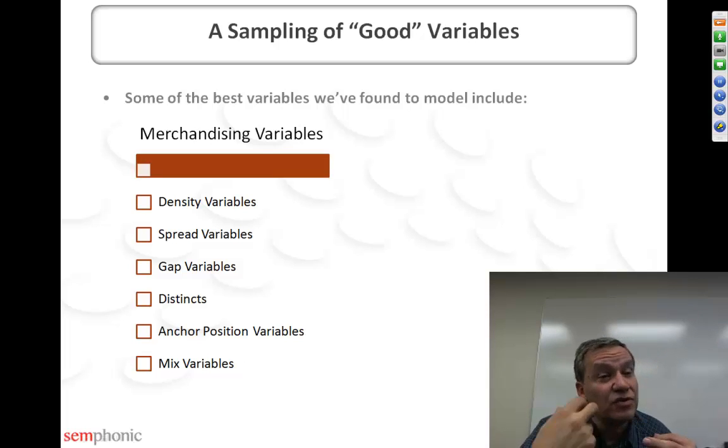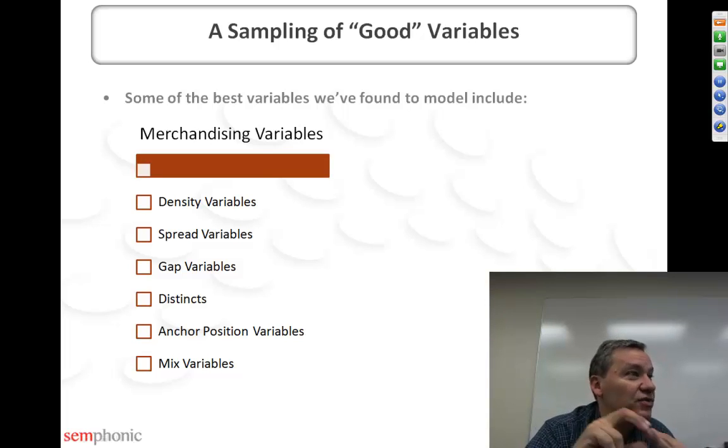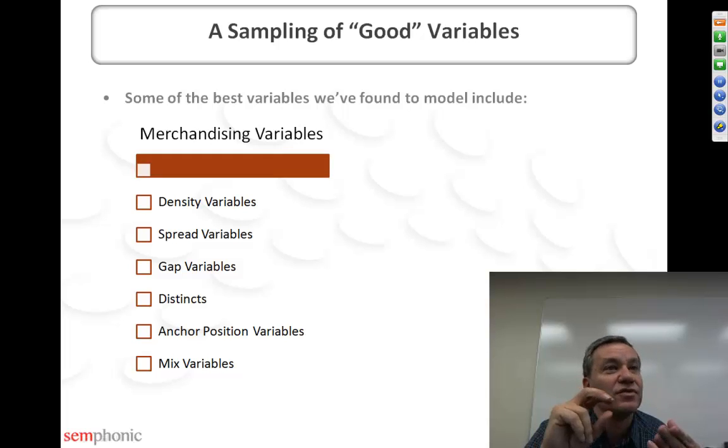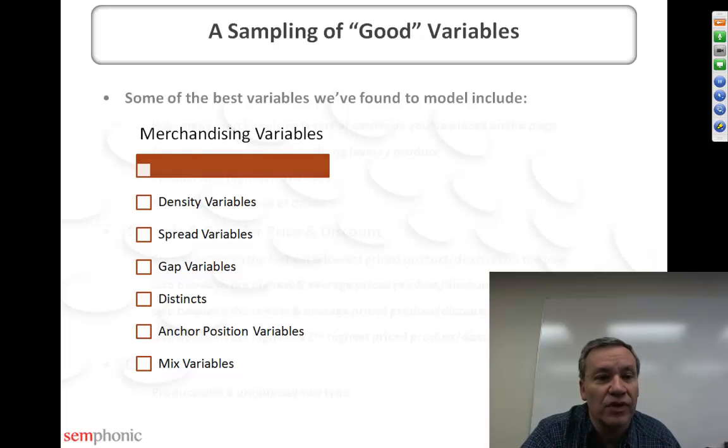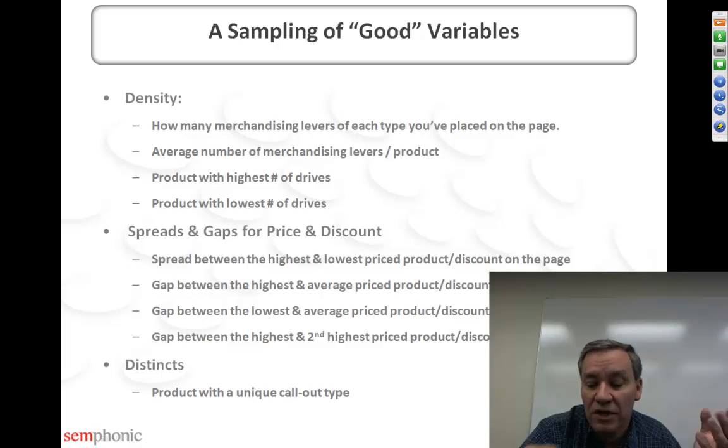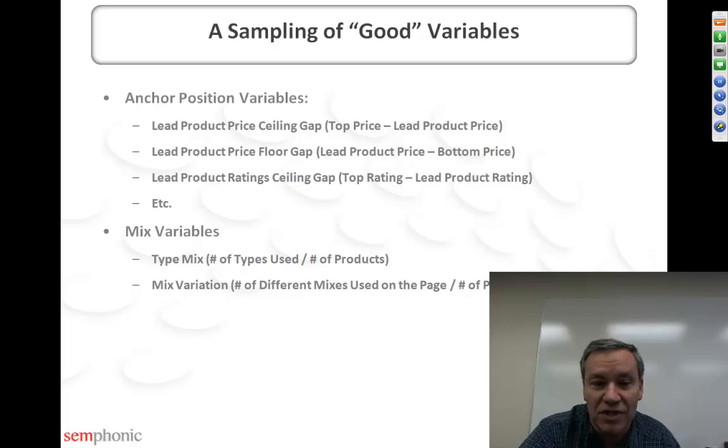Anchor position. There's probably a few places on the page that are especially important, like the first product listed. So sometimes it seems to me we could do the analysis just based on anchor position. Like just look at what's the highest rated, where do I want to put the highest rated product, where do I want to put the most expensive product? That's anchor position analysis. And then mix variables. What's the right mix of things on a page that's going to optimize it? So I think I've talked about these. I'm going to skip through it in the interest of time.